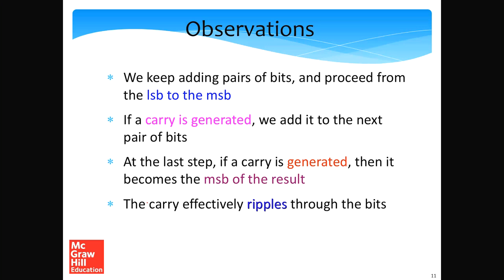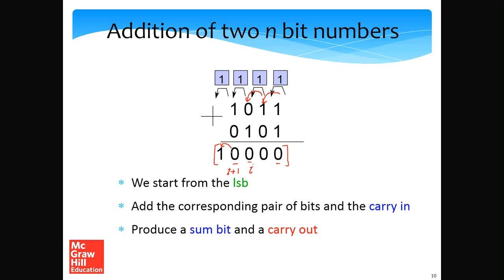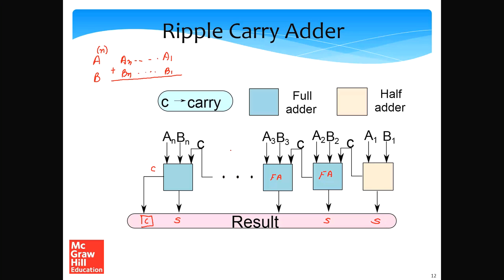So this is exactly the same as the addition that was done over here. The only important point to note is that at the least significant position, we have a half adder because there is no carry input, and the rest of the adders are full adders.